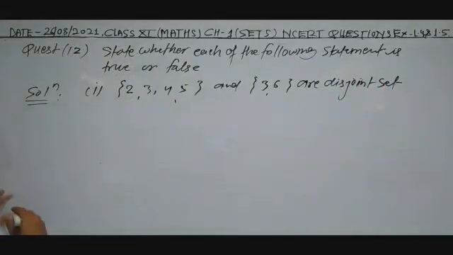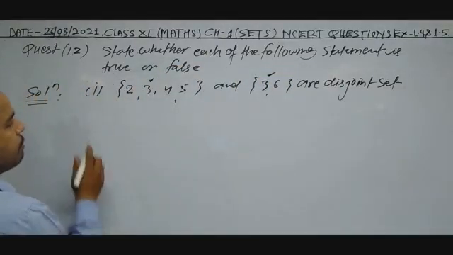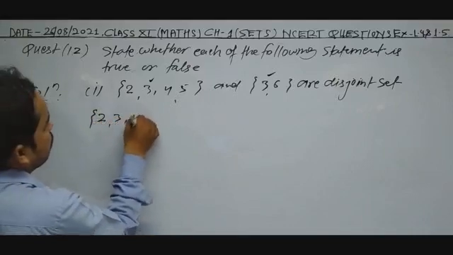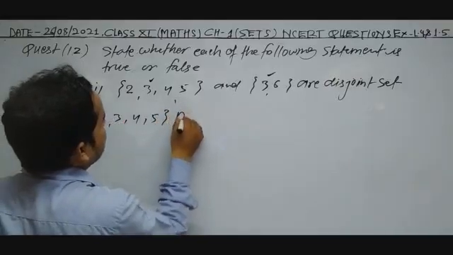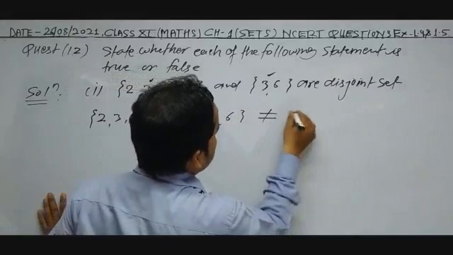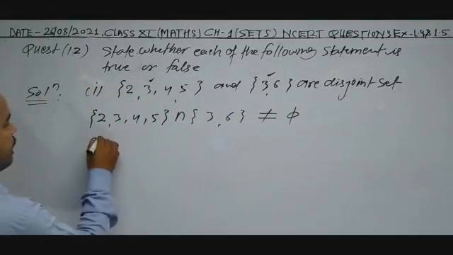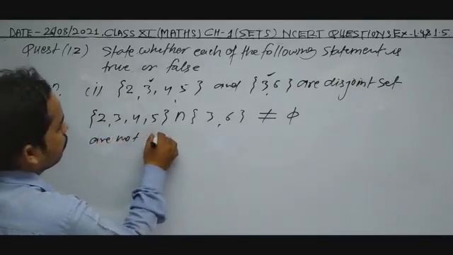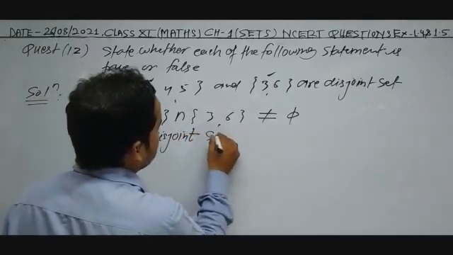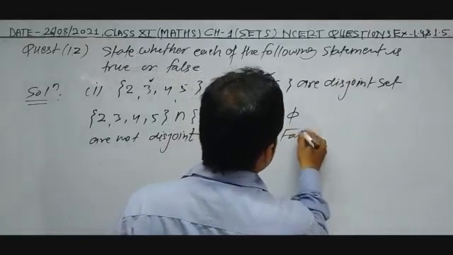We have to check. There is an element 3 that is common in both A and B. So 2, 3, 4, 5 intersection with 3 and 6 is not equal to empty set. They are not disjoint sets. So false.